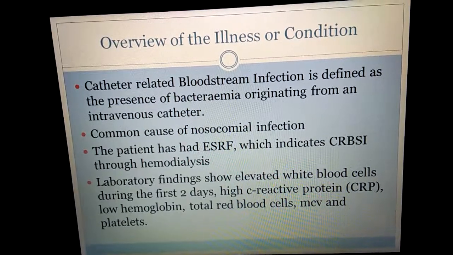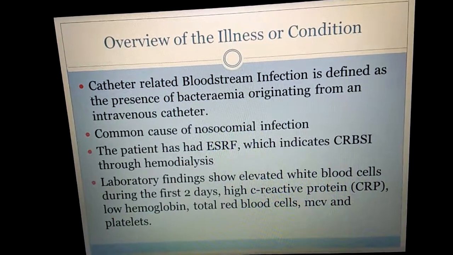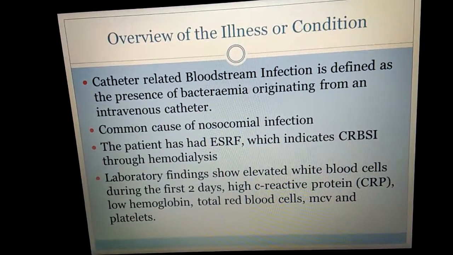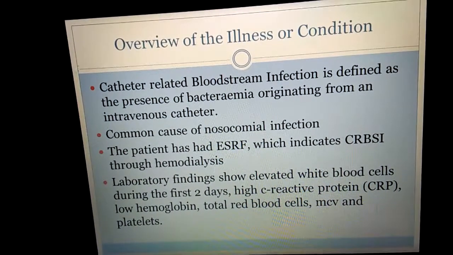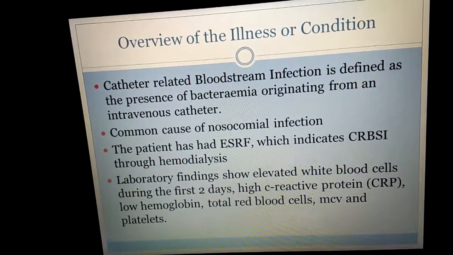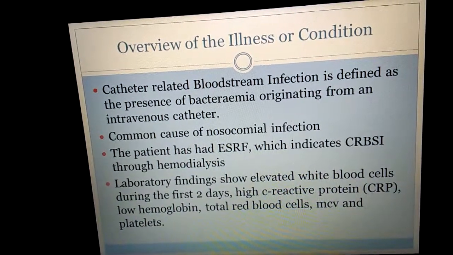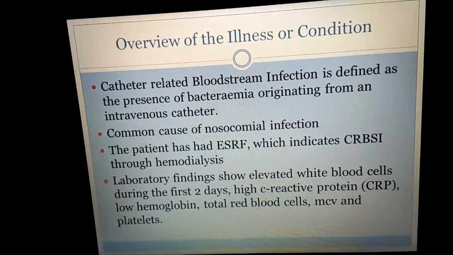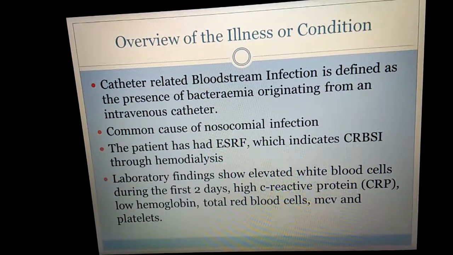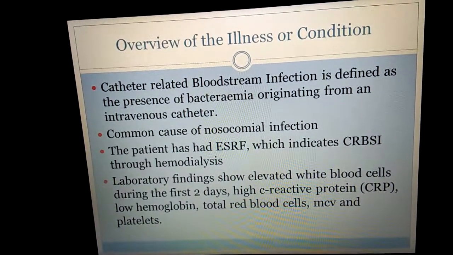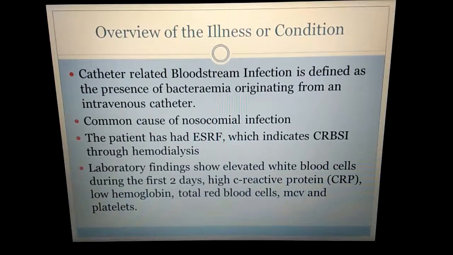Catheter-related bloodstream infection is defined as the presence of bacteremia originating from an intravenous catheter. It is a common cause of nosocomial infection. The patient has had ESRF, which indicates CRBI through hemodialysis. The laboratory findings show elevated white blood cells during the first 2 days, high C-reactive protein (CRP), low hemoglobin, low total red blood cells, low MCV, and platelets.